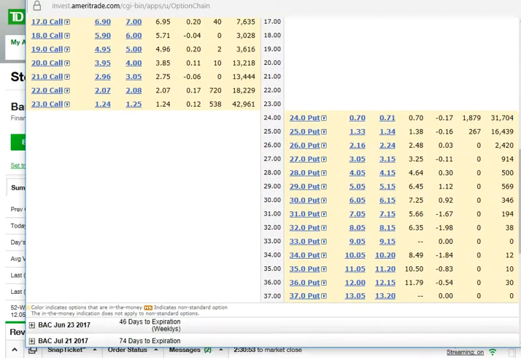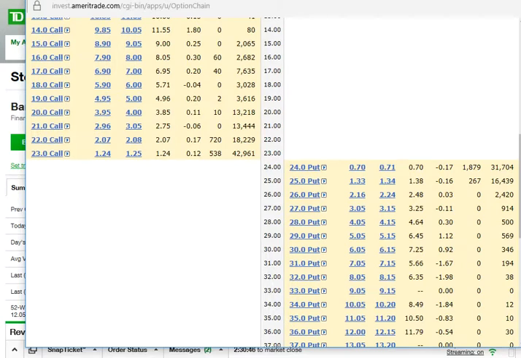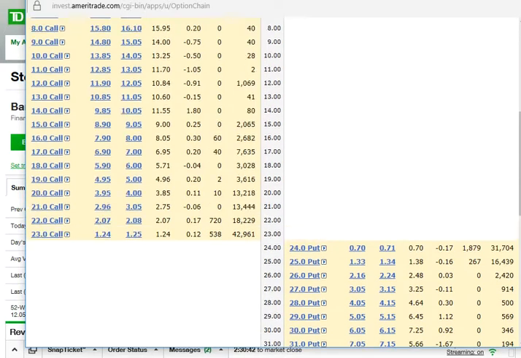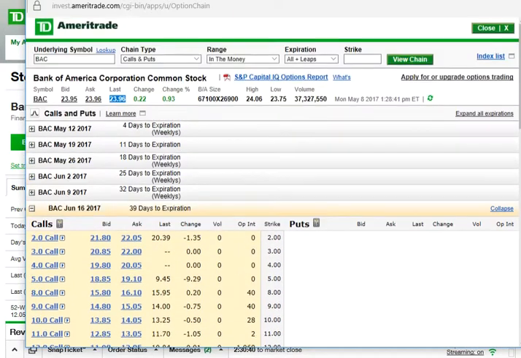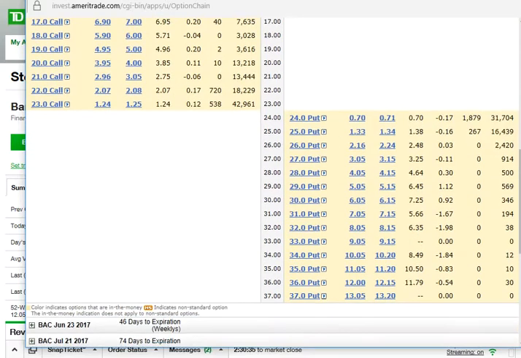In the money put options are higher than the price of the stock, because if you were to, let's say, buy a $25 put option, the actual value would be $25 minus $23.96, which would be $1.04, and you can see the premium is $1.34, so you're spending about an extra $0.30 to buy this put option. All the rest of it is real value or intrinsic value.